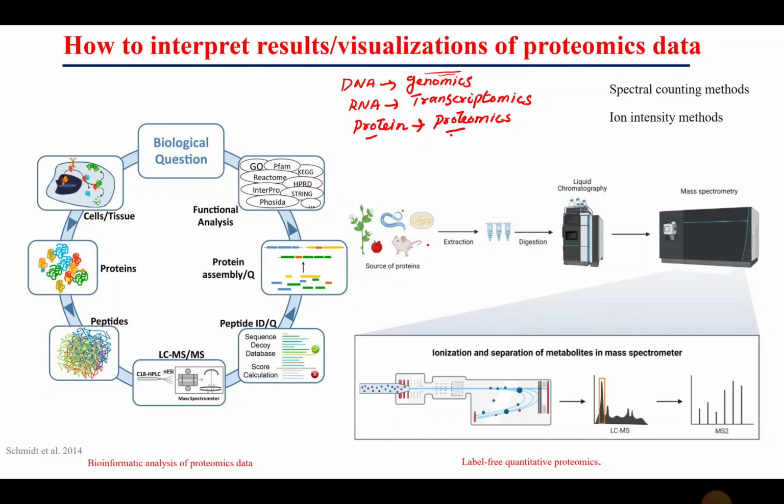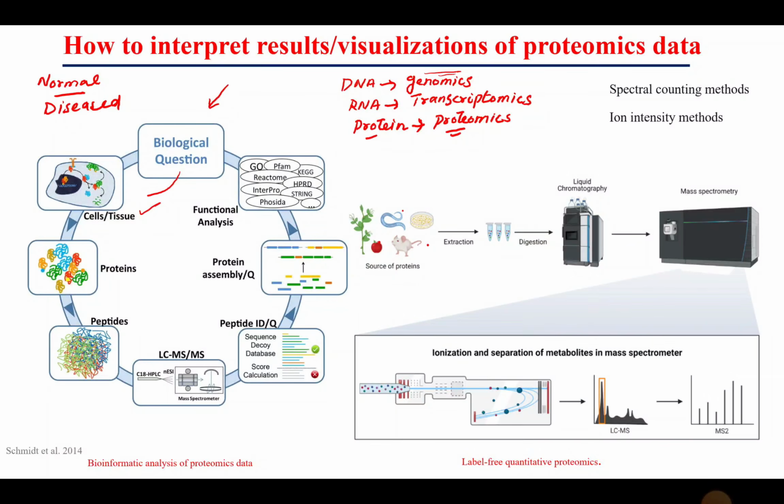These days, proteomics is commonly used to address many biological questions. Let's take one example: you have two tissues, one of them is normal and the other is diseased, and you want to know which differentially expressed proteins are causing that disease in that tissue. So how will you address that question?